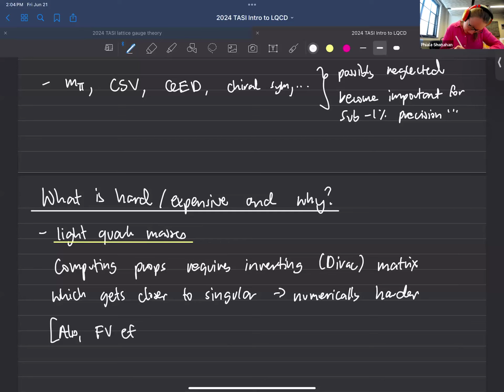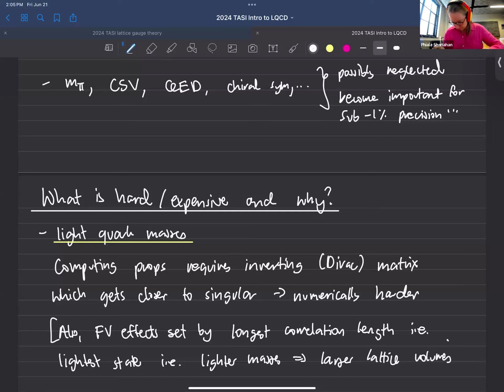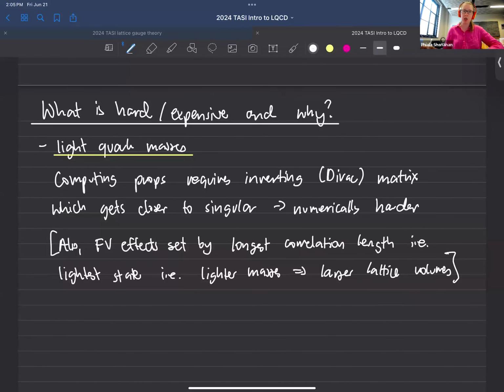So finite volume effects are set by the longest correlation length, i.e. the lightest state, i.e. lighter masses, may lead to larger lattice volumes being needed for a certain precision. Okay, that's sort of a secondary point.